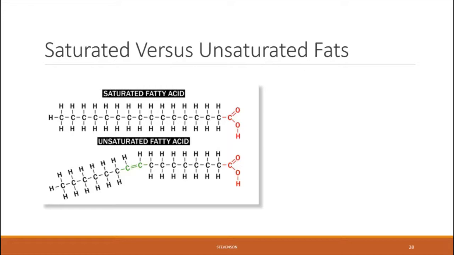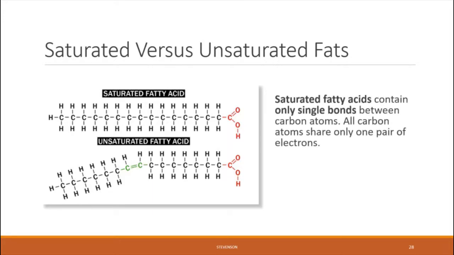chains contained within that fat molecule have all single bonds between their carbon atoms or if they have at least one double bond. A saturated fat contains fatty acids that only have single bonds between all of their carbon atoms, as you see on the top here. This means that every single carbon atom is in a covalent bond where it shares only a single pair of electrons with the next carbon atom.